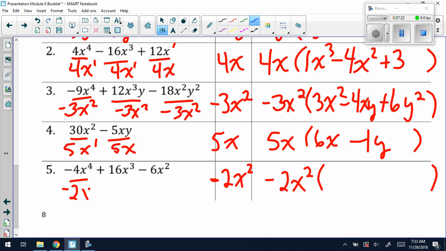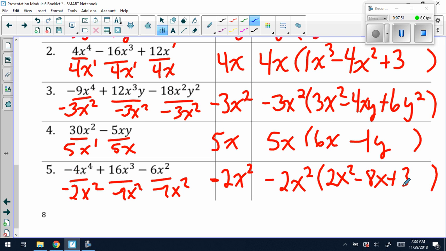Dividing everything by negative 2x squared. Negative 4 divided by negative 2 is 2. X to the fourth divided by x squared is x squared. 16 divided by negative 2 is negative 8. X cubed divided by x squared is x to the first. Negative 6 divided by negative 2 is a positive 3. X squared divided by x squared, they cancel, so they are gone.